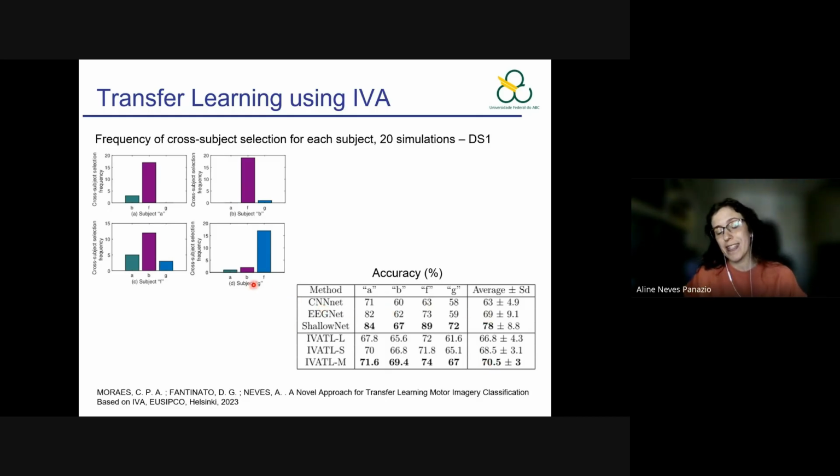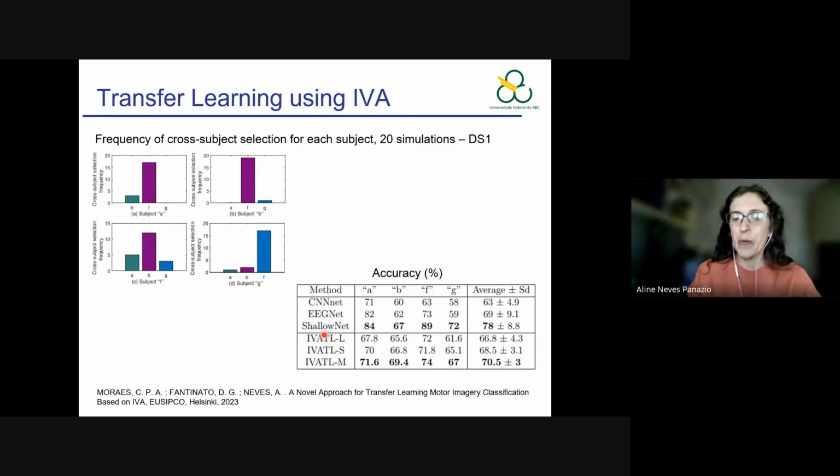But here, as I said in the beginning, these are initial results. We are still working on this subject. And we can see that, in the literature, usually methods use deep learning. We haven't tried that yet. And for example, for subject B, that is known to be difficult to classify, we obtained a result that beats the benchmark. And we also obtain a very low standard deviation if we compare to the benchmark. So these are interesting results that show that IVA has the potential to be used in this context.